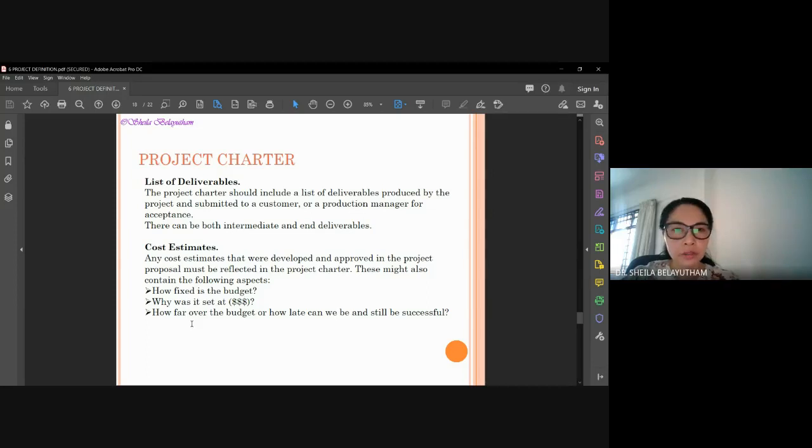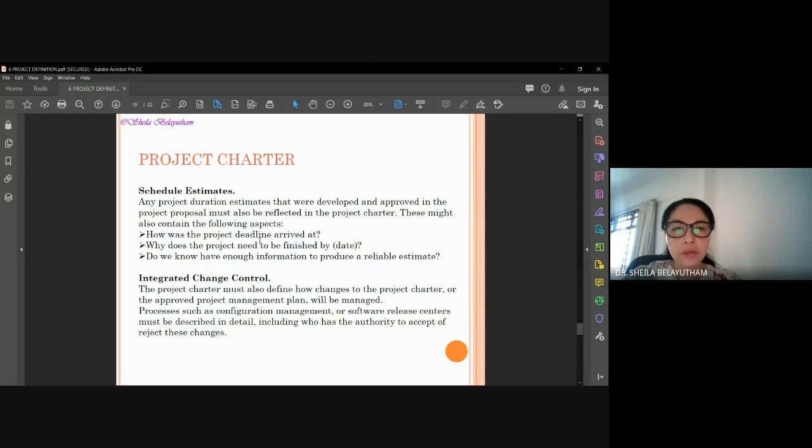So cost estimation. Schedule estimation is also the same. You will have major milestones, starting from identifying the project definition, feasibility study, market survey, a very major milestone, and then project planning, until the end. So what is the estimated schedule? You might not be able to get a very detailed estimation, but at least a rough estimation. Not by day, but by month, for example, rather than by day. And then integrated change control.